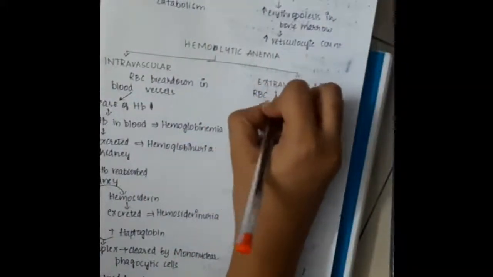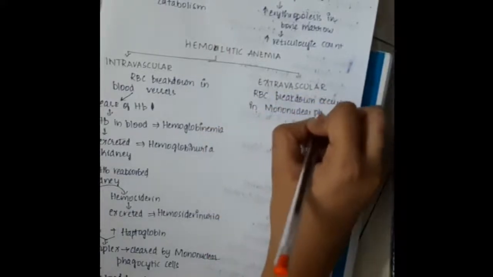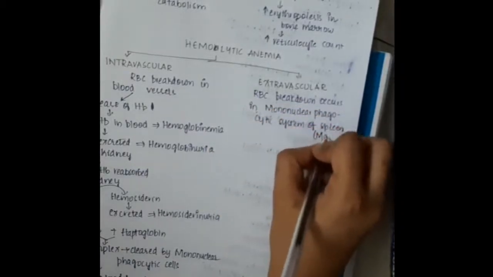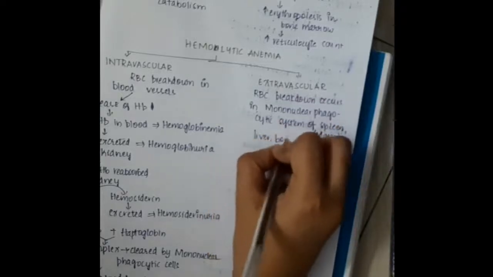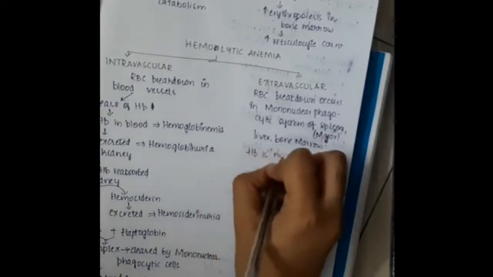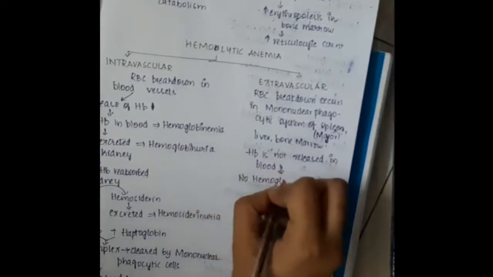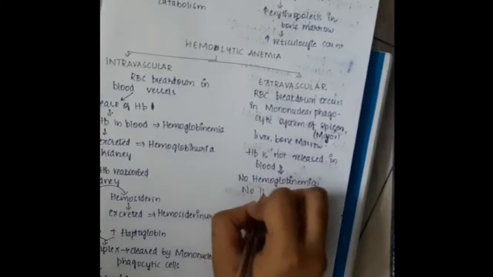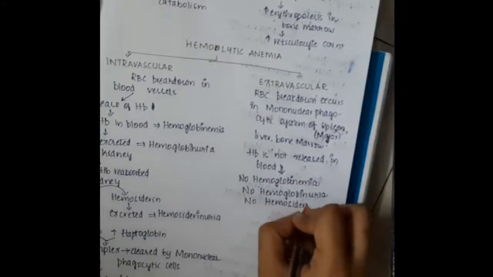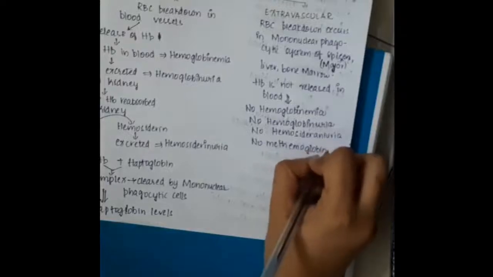Now, in extravascular hemolytic anemia, the RBC breakdown occurs in the mononuclear phagocytic system of the spleen, liver and bone marrow. That is, it does not occur in the blood vessels. As a result, hemoglobin is not released into the blood. So there is no hemoglobinemia, no hemoglobinuria, no hemosiderinuria, and no methemoglobinemia like we have seen in intravascular hemolysis.